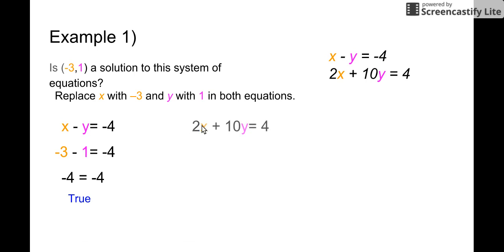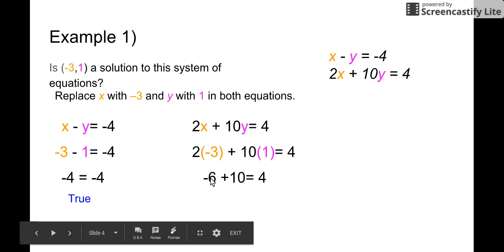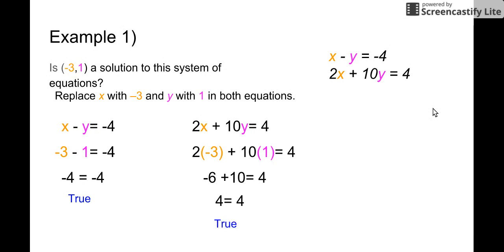So our 2x plus 10y equals 4 is right here. Again, plug in your -3 where the x goes, plug in 1 where y is. So it looks like this. Here you go, you've got your -3 in place of your x, and you've got your 1 in place of your y. When you do the math and simplify, you get -6, which is 2 times -3, plus 10 equals 4. If you add those together, you get that 4 equals 4, which again is true.